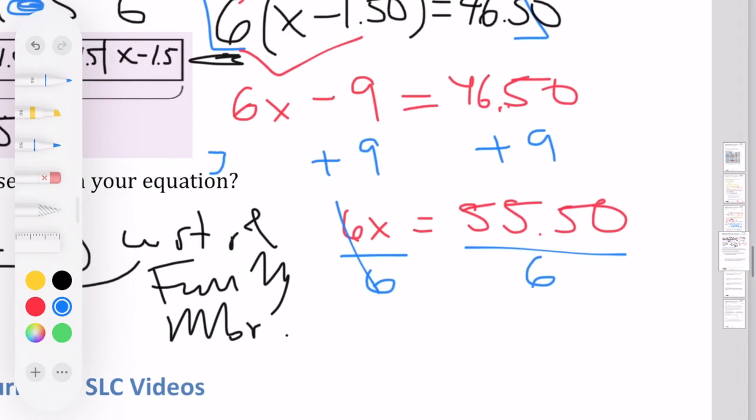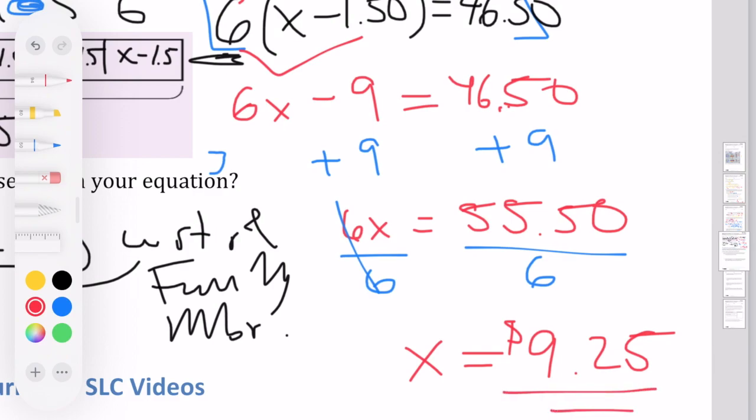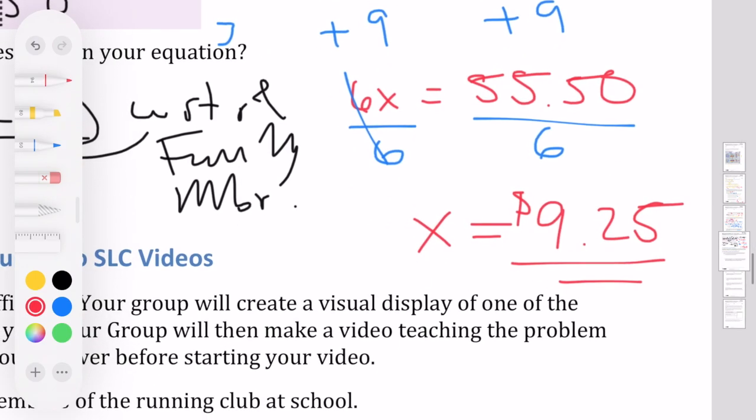and I find that x equals, I believe it is $9.25. And let me just double check here. Yep, $9.25. $9.25 is what it costs to get a ticket without the discount. But once we got the discount, we subtracted $1.50 off of that.